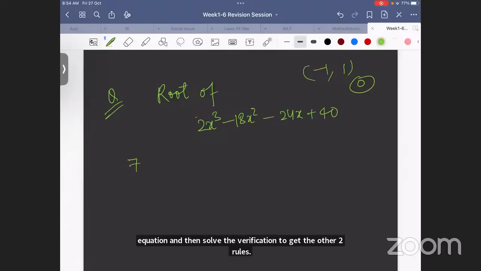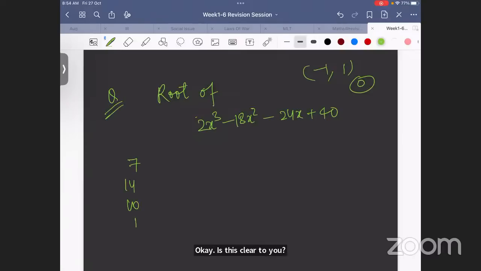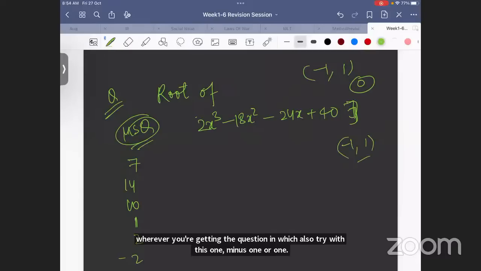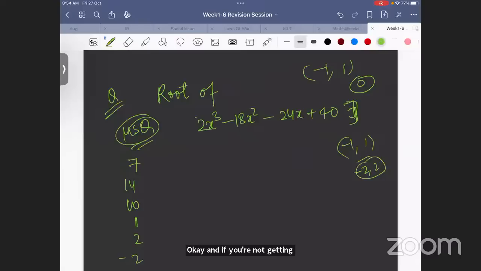So the options are 7, 14, 10, 1, 2 and minus 2, and this is MSQ. Wherever you get a question like this in a quiz, try -1 or 1. And if you are not getting it with -1 and 1, for sure you'll get -2 or 2.